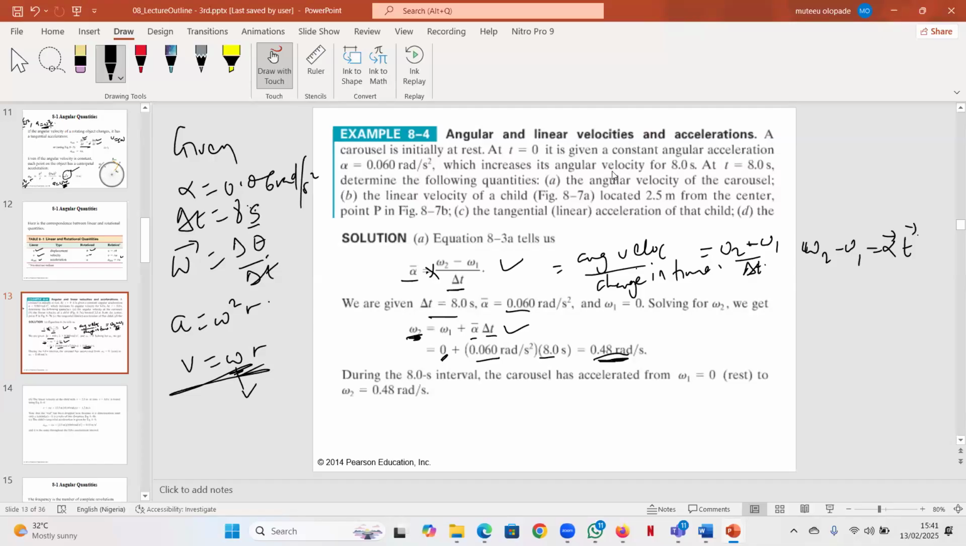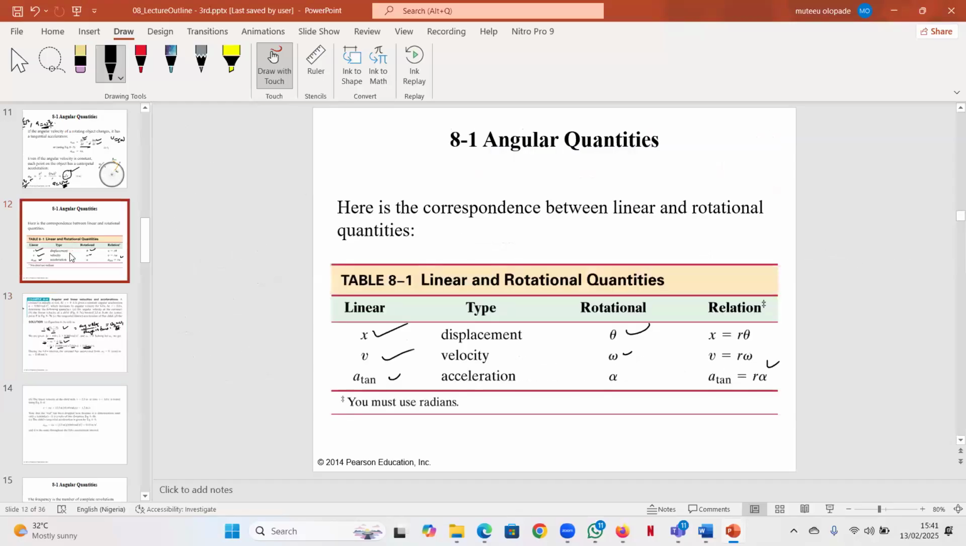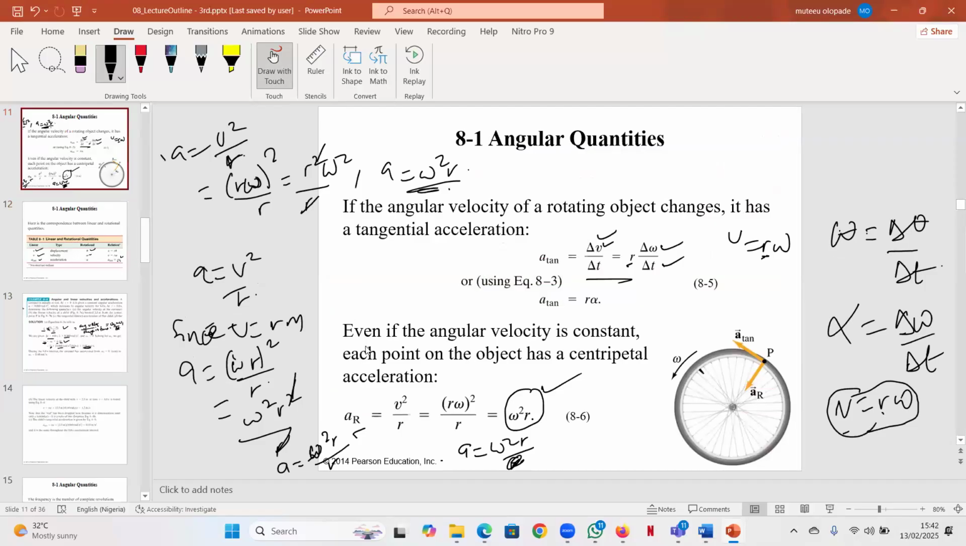If the radius is not given, but we know this, angular acceleration. So from what we have here now, the tangential acceleration is radius multiplied by this. So can we see this now? Acceleration is omega squared r.